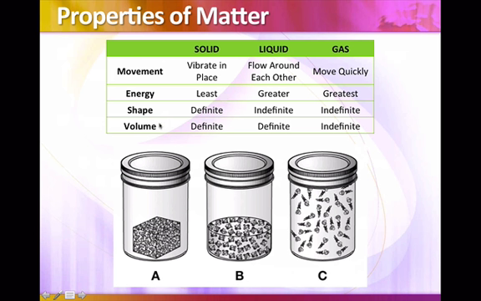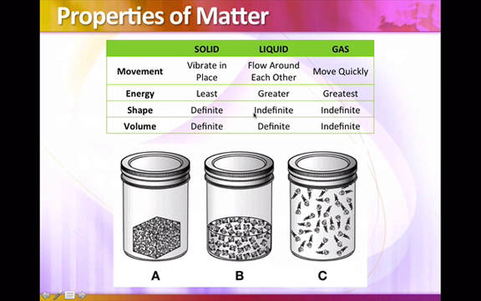So if we think of shape and volume, the shape of a solid, if I have a marble, is not going to change depending on the shape of the container that I put it in. I could put it in a mason jar like these. I could put it in a glass at home. I could put it in a vase. No matter where I put it, the marble is not going to change its shape. So we say it's definite, it's not changing.